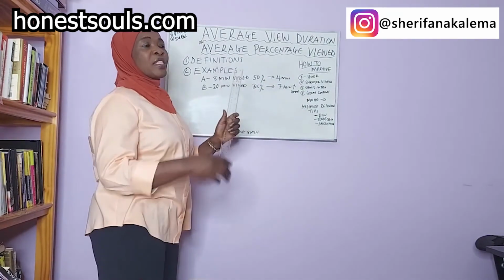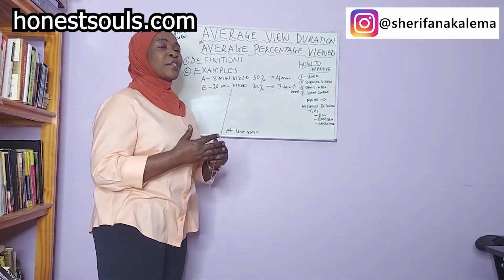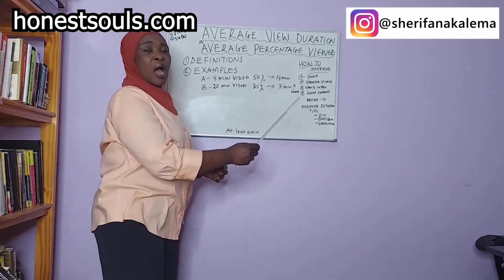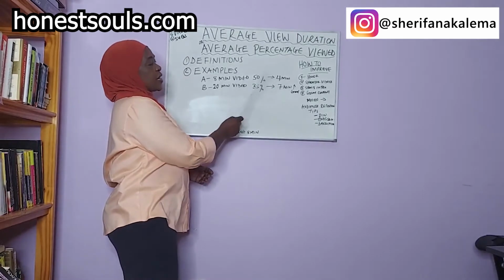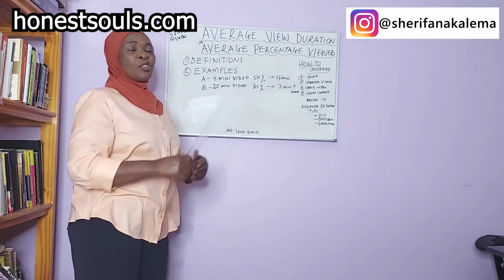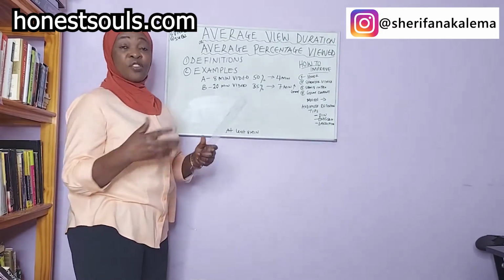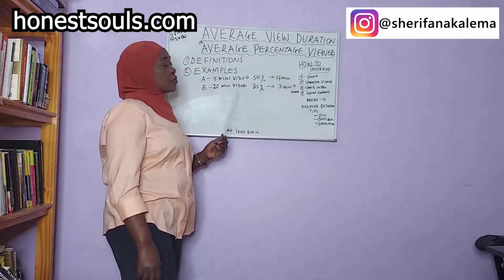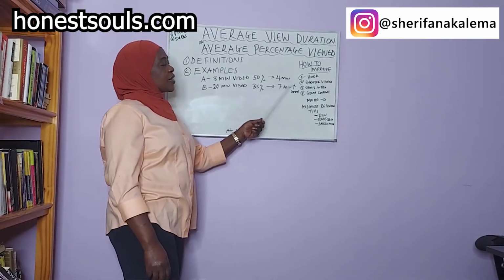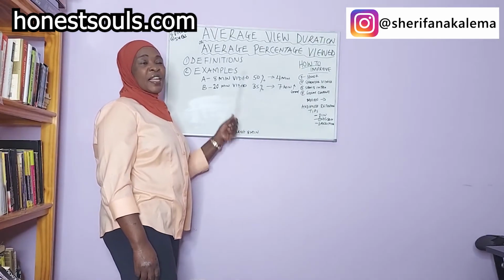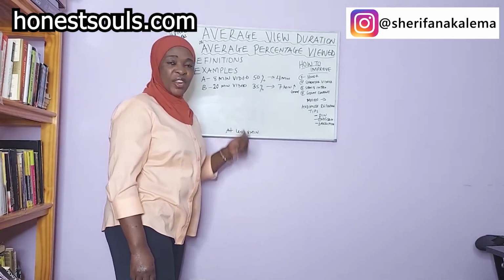Now, I'm using two examples because we want to see which one is more important. The first video is 4 minutes. Okay, you recorded 8 minutes. They watched 4 minutes, 50%. Let's assume there's another video, both your videos. And this one is 20 minutes long. And they watched 7 minutes of it. They've just watched 35% of your total video.